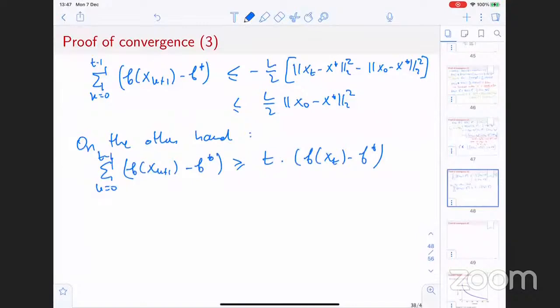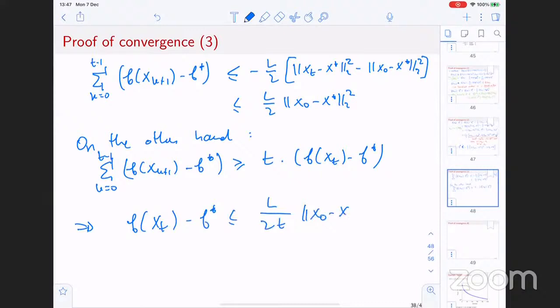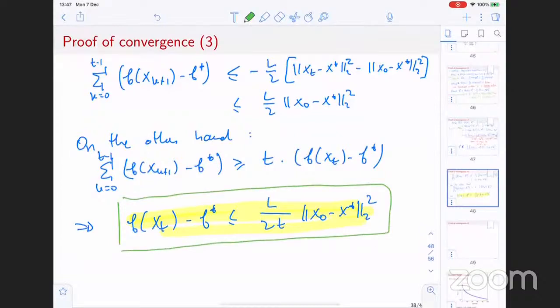So this whole summation is bigger than t times the last term, because this is the closest possible to the solution. So at the end, what this tells me is that f at xt minus f star is less than L divided by 2t times the norm of x0 minus x star squared. This is what we really wanted to prove. It shows that for the tth iterate, f at xt minus f star is less than L divided by 2t of this norm of x0 minus x star squared.